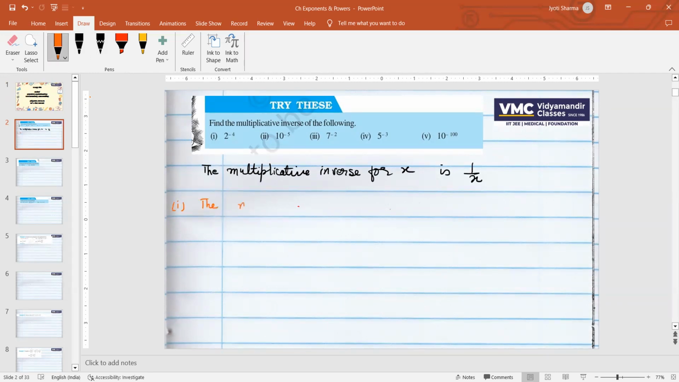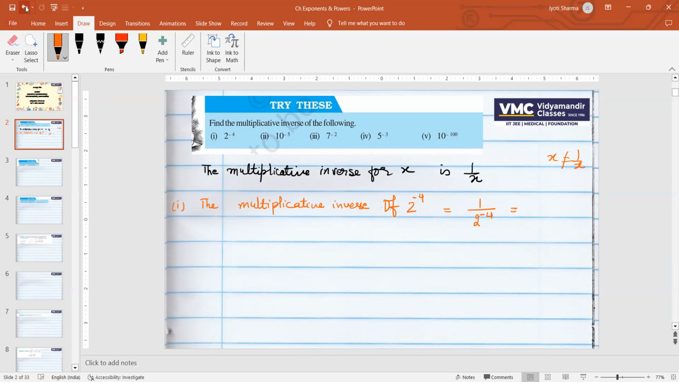The multiplicative inverse, and this is a very important phrase. I cannot write x equal to 1 by x, they are not the same at all. So this whole phrase, inverse, is important. The inverse of 2 raised to the power 1 by 4 is equal to the reciprocal of this. And we don't keep the negative power.